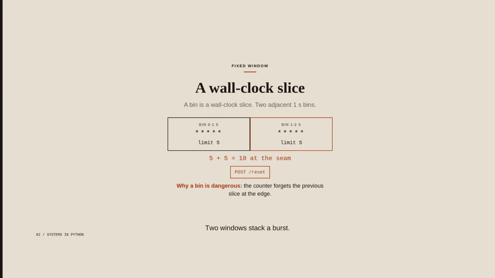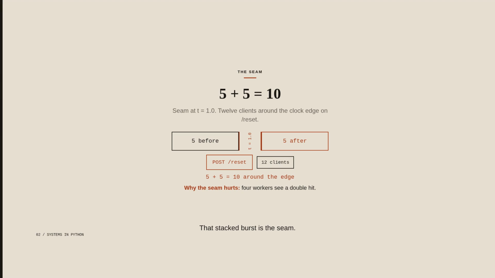2 windows stack a burst. On post/reset, that stacked burst is 10 writes aimed at 4 workers. That stacked burst is the seam. 10 requests can leave around the edge even when the limit is 5 per second. 5 plus 5 equals 10, and 4 workers cannot take 10 writes.